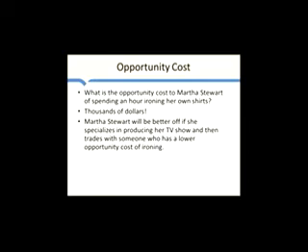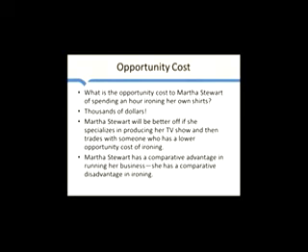It doesn't make sense for Martha Stewart to iron her own shirts because the cost of her doing so is devoting her time to something where she's even more valuable, where she's even better, and that is producing her own television show. So Martha Stewart has a comparative advantage in running her business. Or to put it slightly differently, she has a comparative disadvantage in ironing. The cost to her of ironing is very high precisely because she is so much more productive at other tasks.